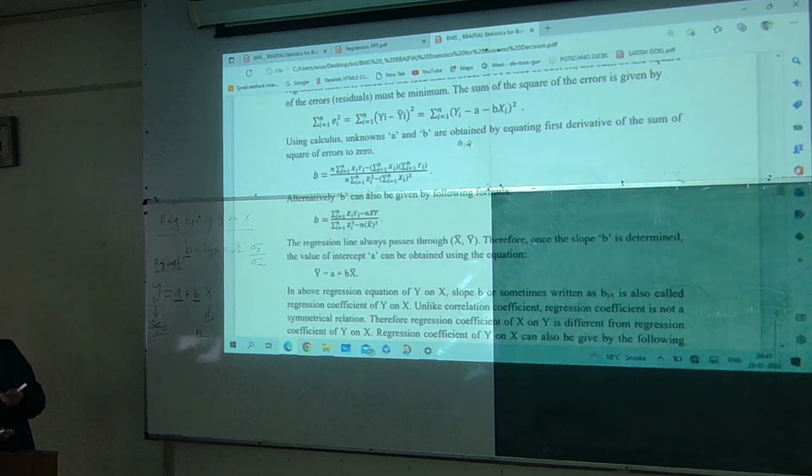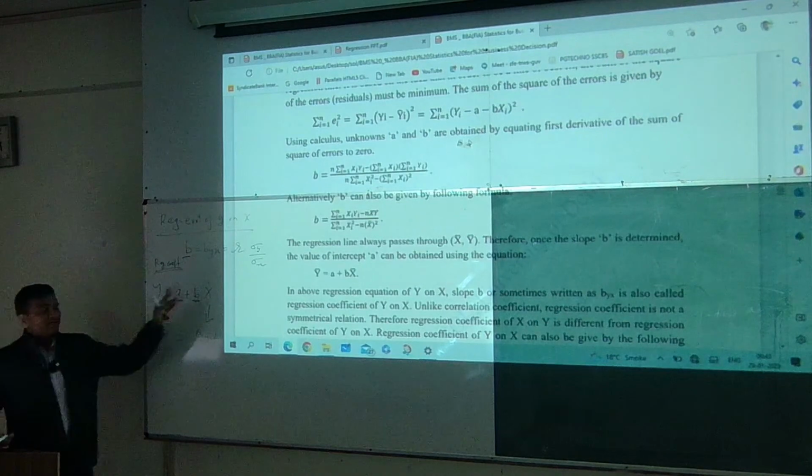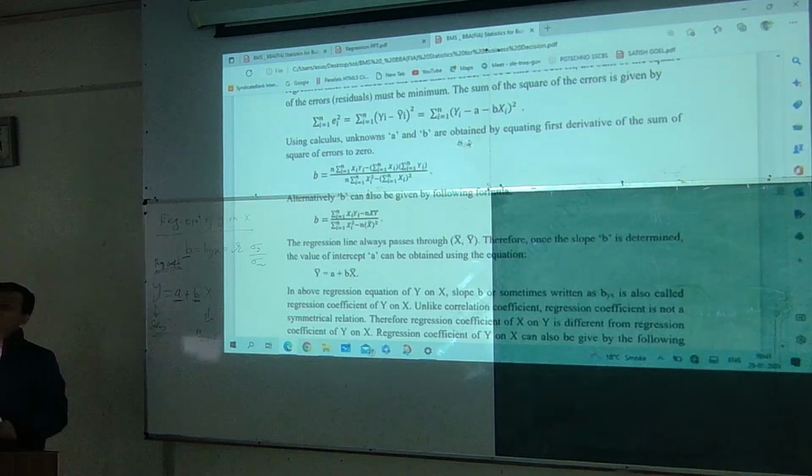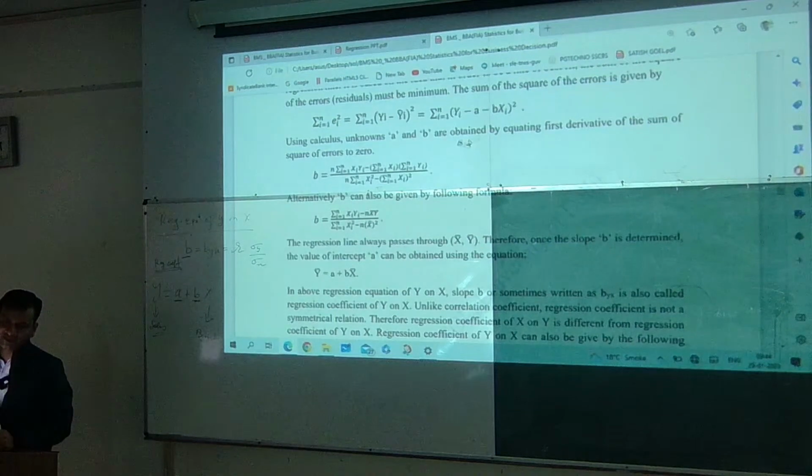That means when x is the independent variable and y is the dependent variable. That equation is called the regression equation of y on x, when x is independent and y is dependent. And you have to calculate this equation when you feel that y is the dependent variable and x is independent.